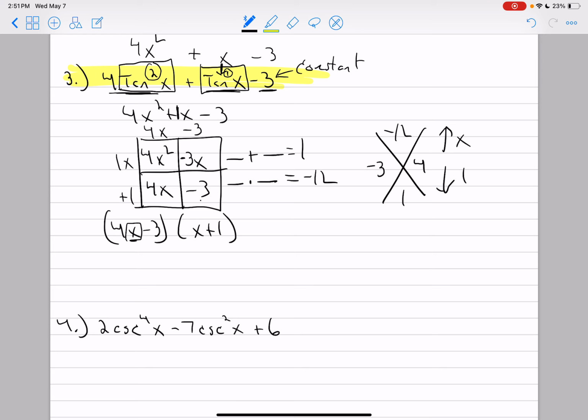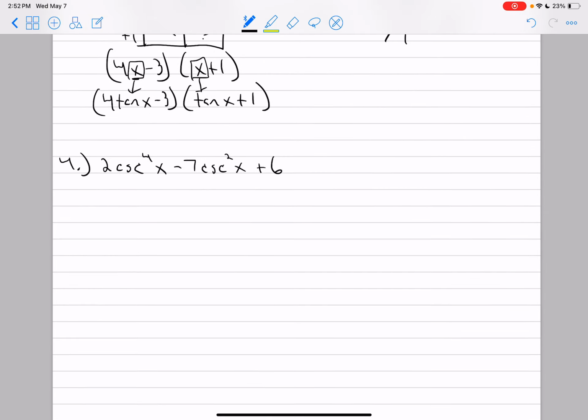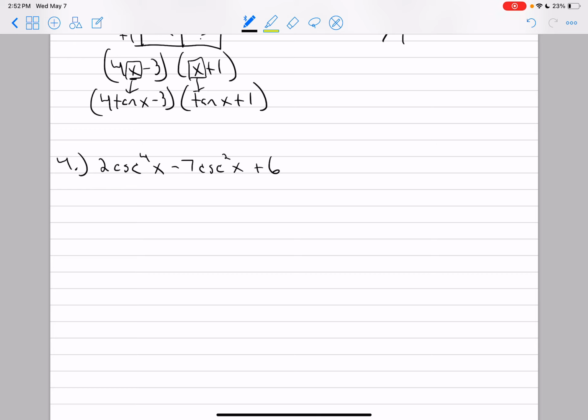So I'm just going to replace x with tangent of x. 4 tangent of x minus 3 times tangent of x plus 1. I factored it, right? I just substituted x back to tangent of x because it makes it a little cleaner and easier for us to write. Bang, bang, bang. All right, let's do our second to last one.